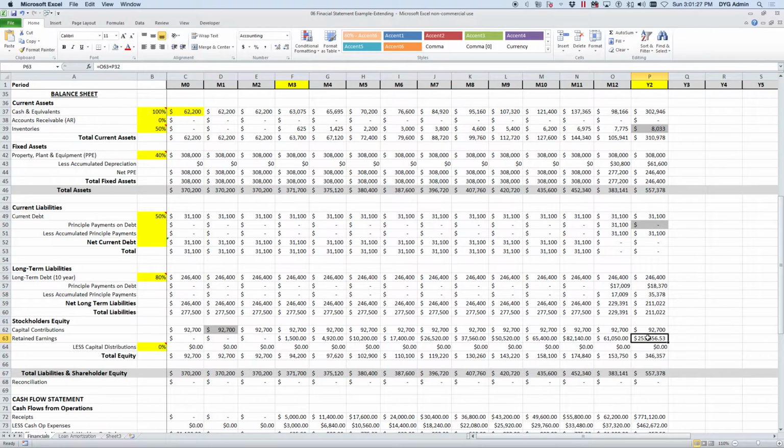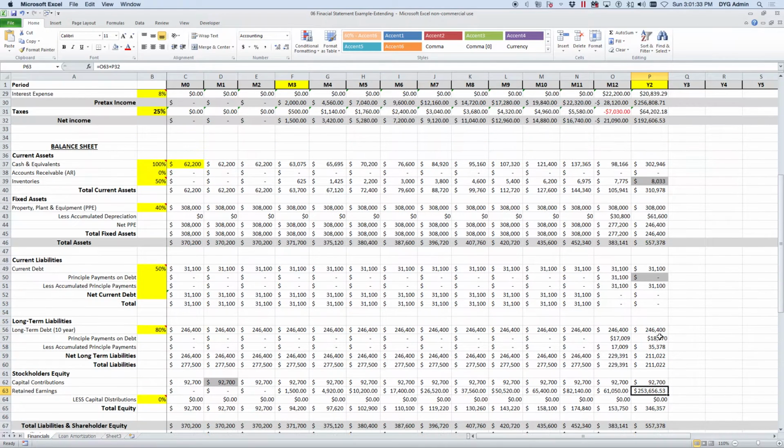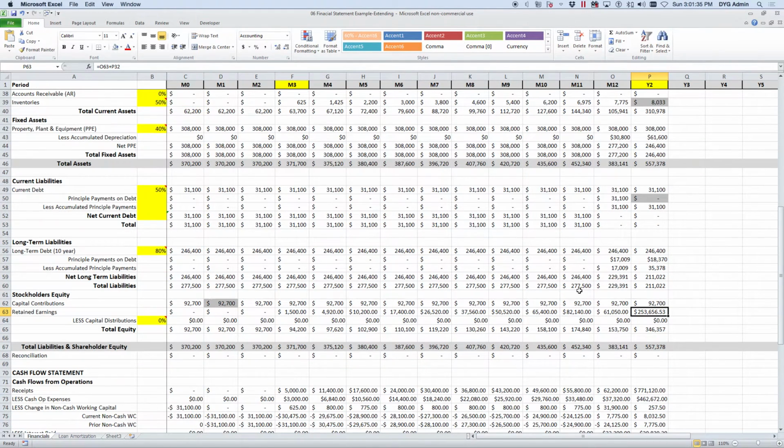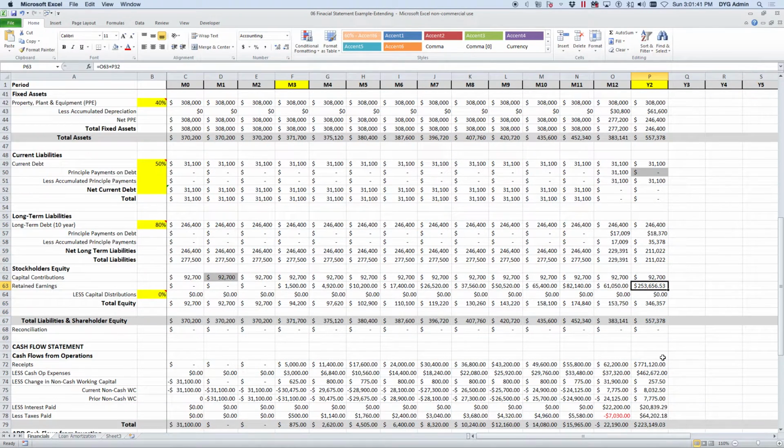You do see this big retained earnings, and of course that is primarily coming from the fact that you've now got a year's worth being added instead of a month's worth, so it's going to grow up quite a bit. And we're doing okay. By the end of year two, we've got a balance sheet that's about $500,000 big, so it's grown a little bit.